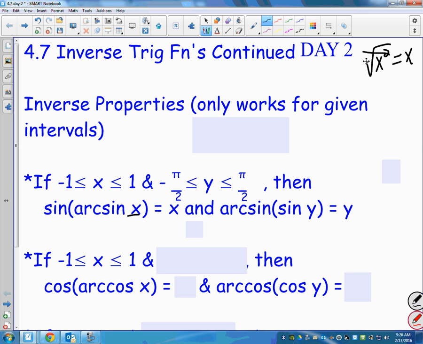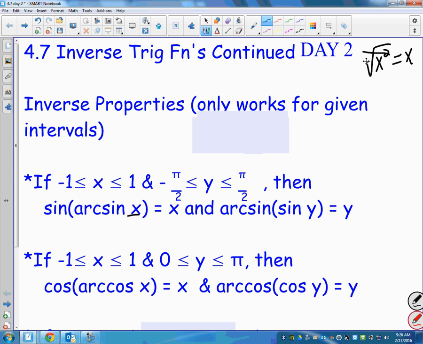Cosine is still between -1 and 1, but remember for cosine, your angles have to be between 0 and pi. And again, if you meet those requirements, then they just cancel each other out. So the cosine of arccosine of x is just x, and the arccosine of cosine of y is just y.